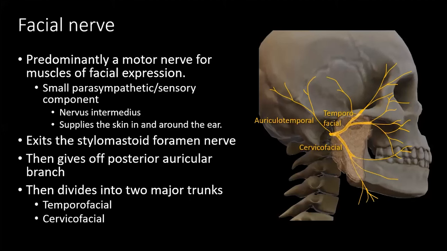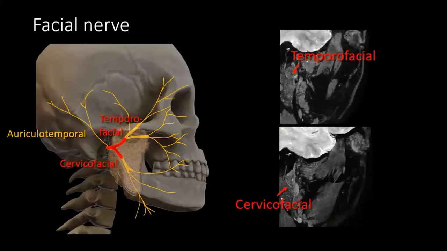It then gives off the auriculotemporal nerve and then branches into its two major branches, the temporal facial, supplying the temporal and facial region, and the cervical facial, which is the lower facial region. So we can actually see this branching. If you look here at the top image, you can trace the facial nerve as it comes down out of the stylomastoid foramen and then makes an abrupt turn to give off that temporal facial branch. And then lower down, it gives off the cervicofacial branch as well.